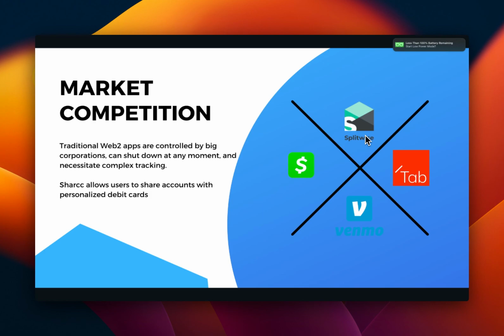So who is our competition, and why are we building this? Well, all the Web 2 apps are controlled by big corporations and can be shut down anytime. Then you lose all your data, or your payments may be halted by the government. For example, with Venmo, I've had some payments halted because I've used invalid words, or I've said North Korea in some of my payments, and they don't like that.